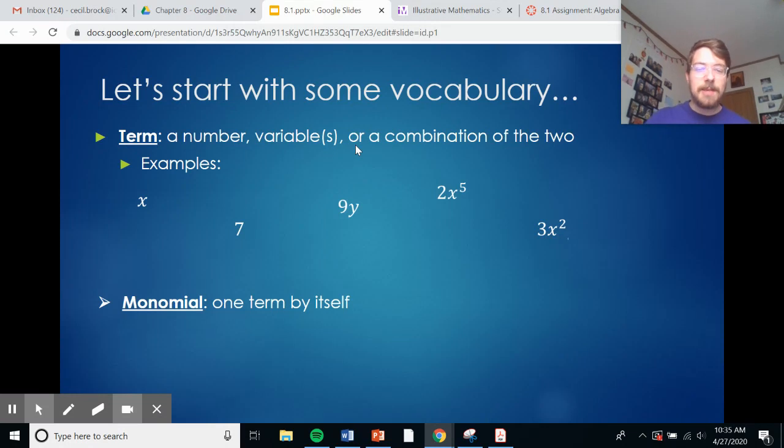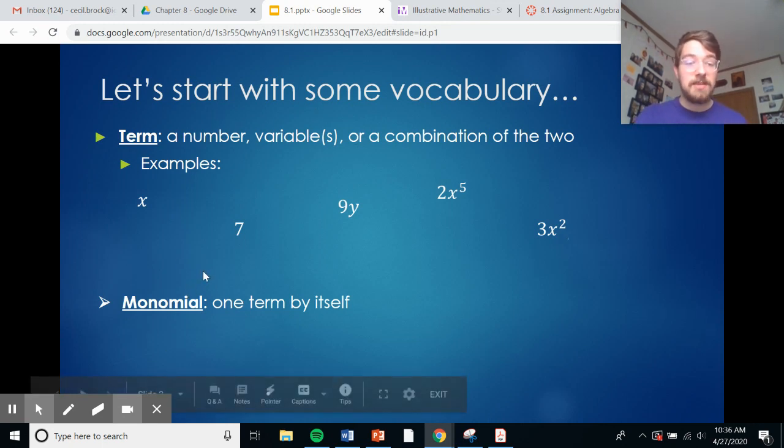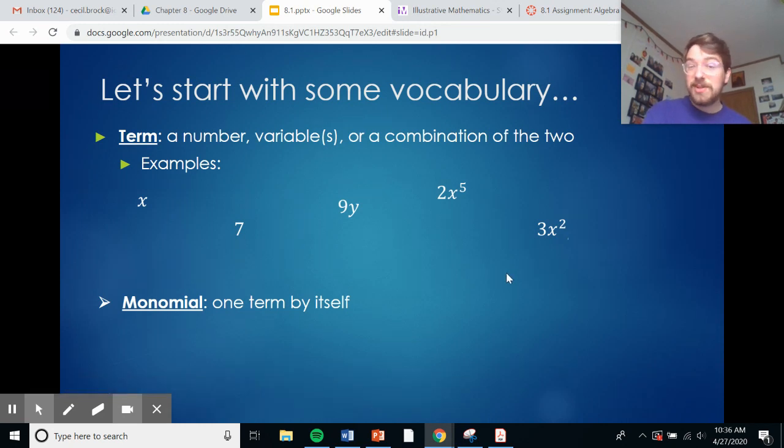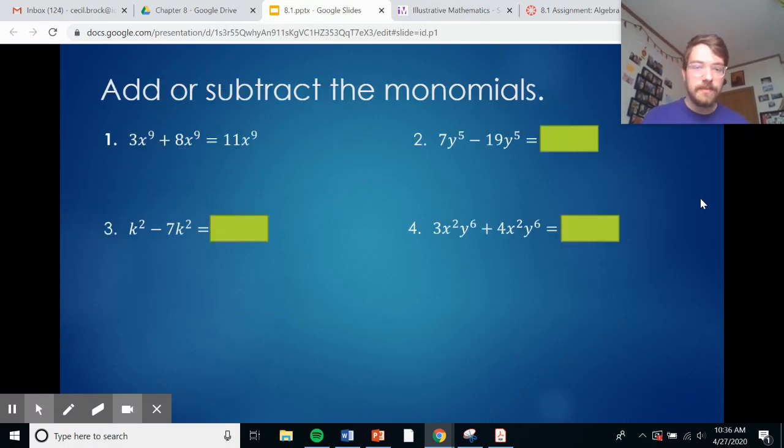And the second thing I want to talk about is a monomial, which is just going to be one term just sitting all by itself. So pretty much in this case, a term and a monomial are kind of the same thing. It's just whatever a term is, just kind of sitting by itself. So all of these individually, 9y, 7x, 2x to the fifth power, those are all monomials by themselves.